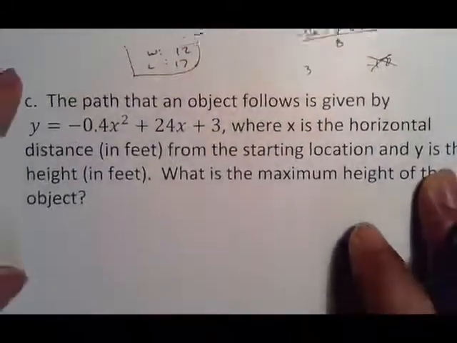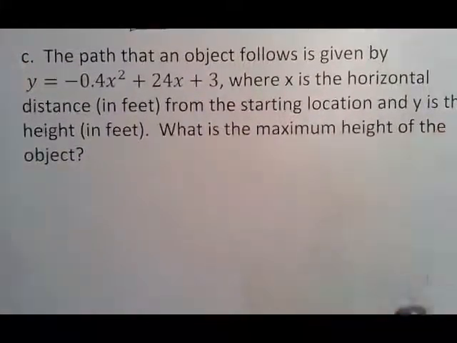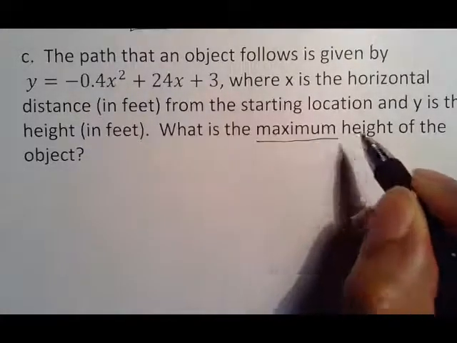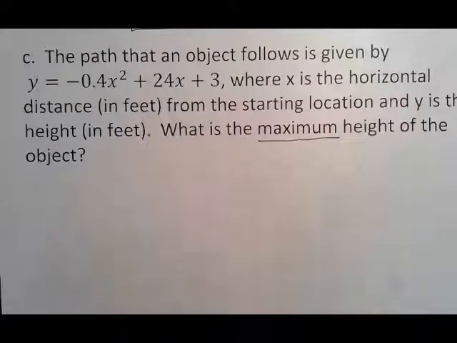C. The path that an object follows is given by the formula there, where x is the horizontal distance in feet and y is the height in feet. What's the maximum height of the object? This again is where you need to make sure you know what you're looking at in the formula. The maximum height comes from the vertex.